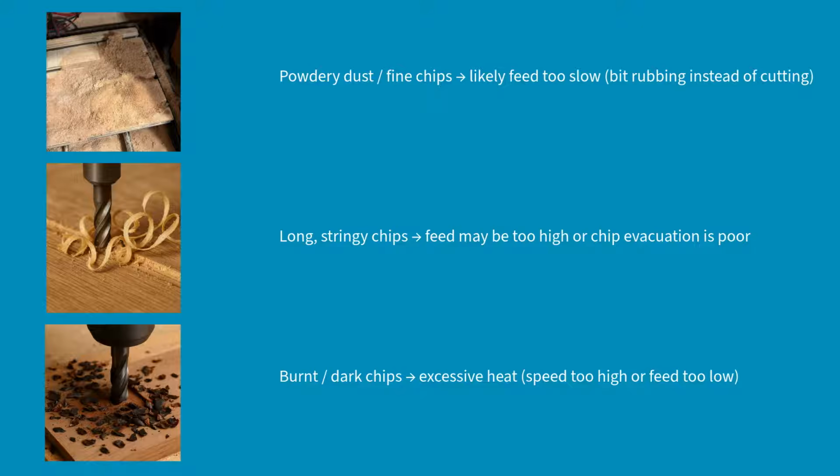The last one that you'll see are burnt or dark chips, and that means that there's excessive heat. And that means your feed rate is either too low or your spindle speed is too high. And so you want to adjust those accordingly.